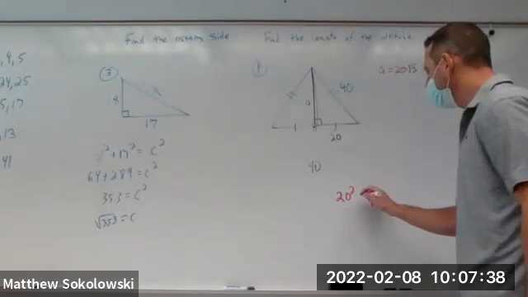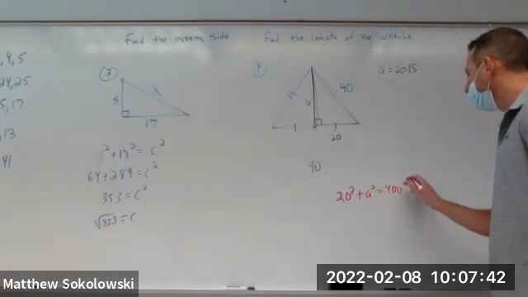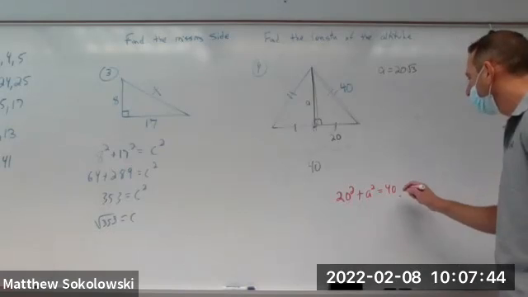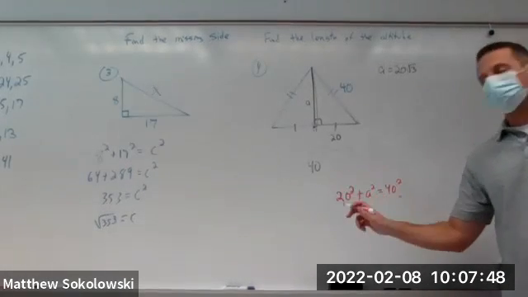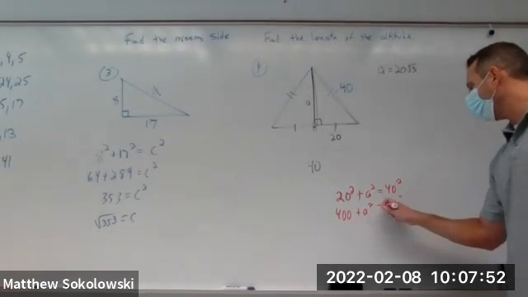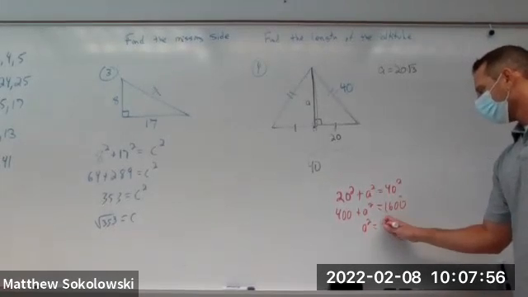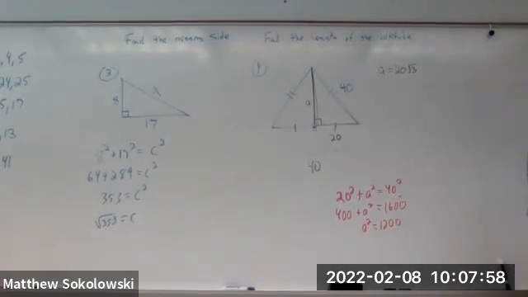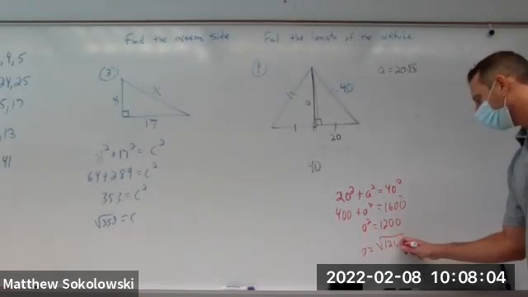20 squared plus a squared equals 40 squared. So we're punching it into the Pythagorean theorem. We're going to get 400 plus a squared equals 1600. Subtract 400 from both sides. So a equals the square root of 1200.